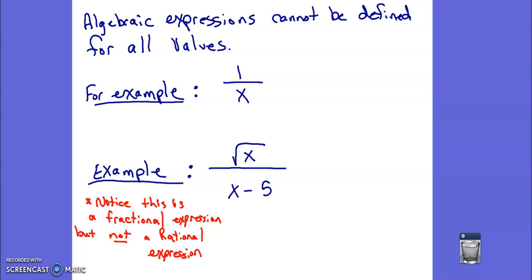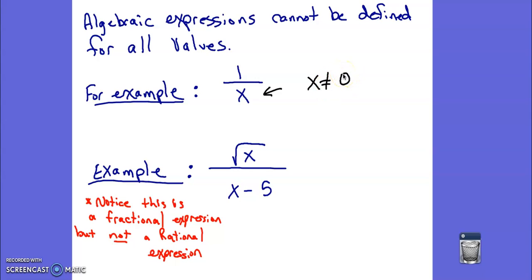Algebraic expressions cannot be defined for all values. So in other words, what we need to do is basically find the domain. If this was a function, if we were graphing this, what does this function work for? Or better yet, what does it not work for? So this first example, if you notice, this x could be 1, it could be 5, it could be 17.9, it could be any number, except it cannot be 0.